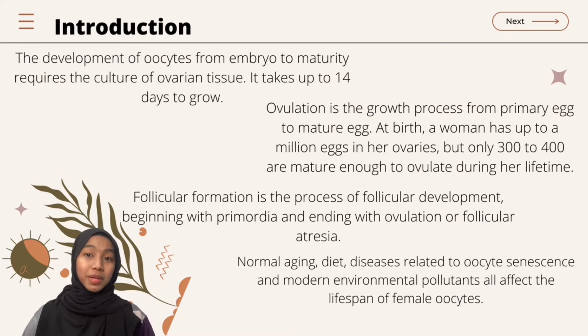Life is the most amazing gift the earth has given, and the beginning of all life is the constant development of the oocyte. Oocyte development from embryonic to mature requires the cultivation of ovarian tissue. It can take up to 14 days to grow, and ovarian tissue is made up of cortex and medulla. Ovulation is the growth process of a primary egg cell into a mature egg cell.